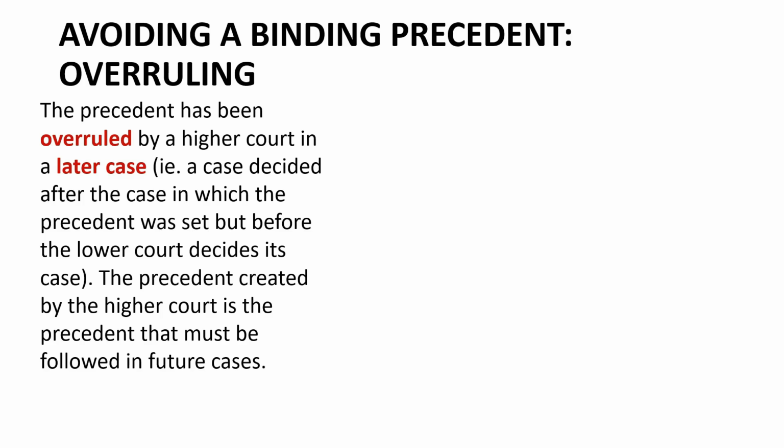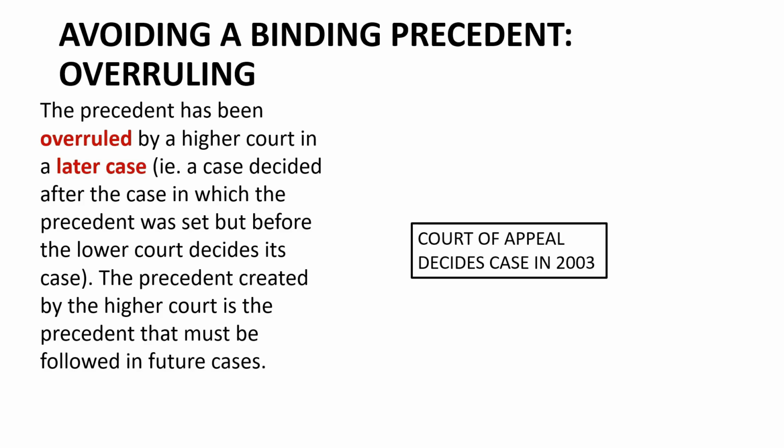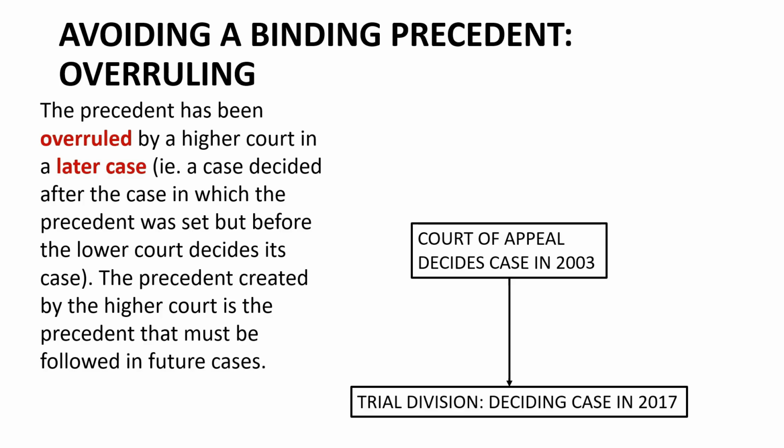Instead, courts that are lower than the court that overruled the precedent must now follow the precedent set by that court. That's a lot of words, so let me try and simplify this for you with an example. Let's suppose that the Court of Appeal made a decision in 2003 and that the trial division, which is lower in the court hierarchy than the Court of Appeal, is deciding a case in 2017.